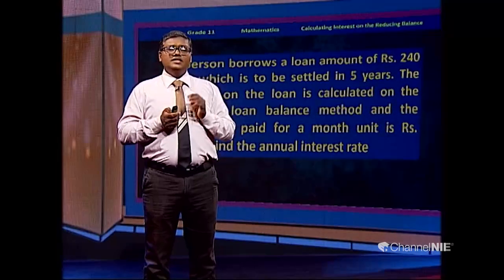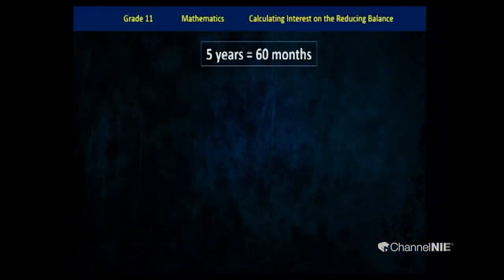Now in this question they tell 5 years. 5 years means how many months? 1 year means 12 months. 12 times 5, 60 months. You have to pay this loan in 60 months. The loan amount is 240,000, and this 240,000 loan should be paid in 60 months with a certain interest.